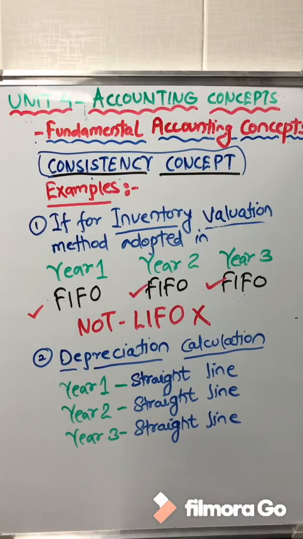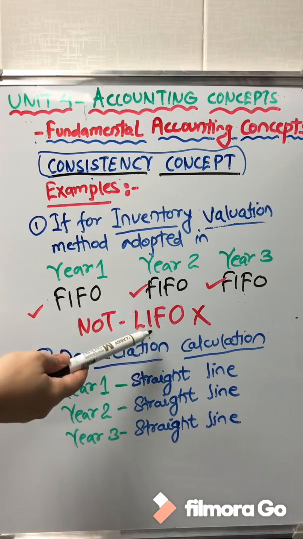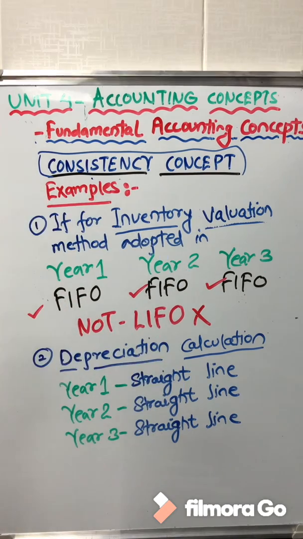So if in year 1 the method adopted by the company is FIFO, then it has to be the same in year 2 and year 3 and so on. They cannot change the method in year 2. If they do, then they will mix two methods, and then the income statement will be inappropriate. So they cannot use FIFO in year 1 and the LIFO method in year 2. It has to be consistent. So I hope this is clear.